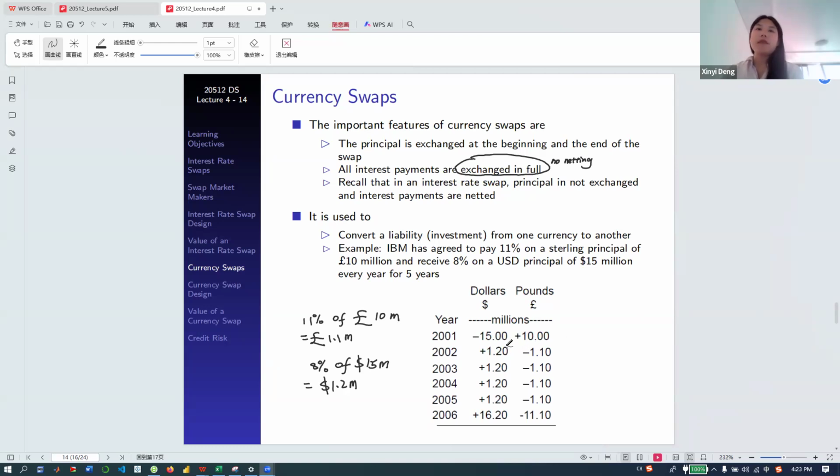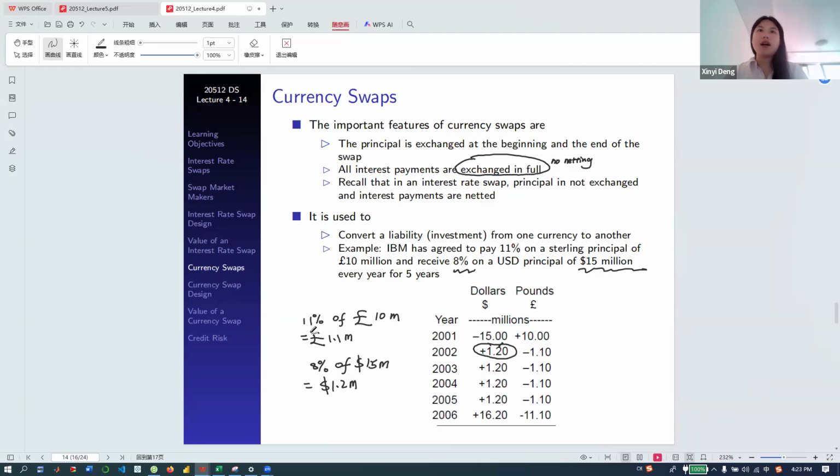principal. And then in the next year, in year 2002, IBM is going to receive the dollar payment. That's calculated as 8% of the 50 million USD principal. So 8% times 15 mil, that's going to equal $1.2 million.